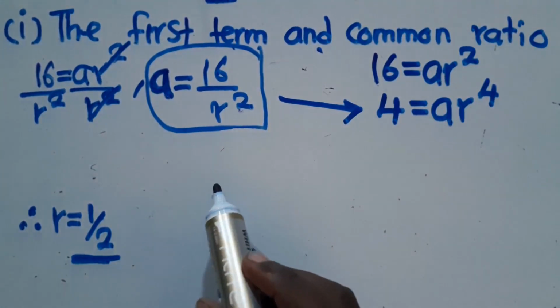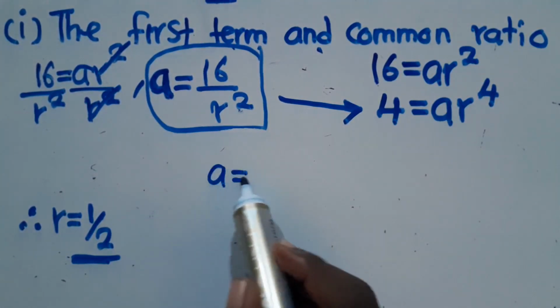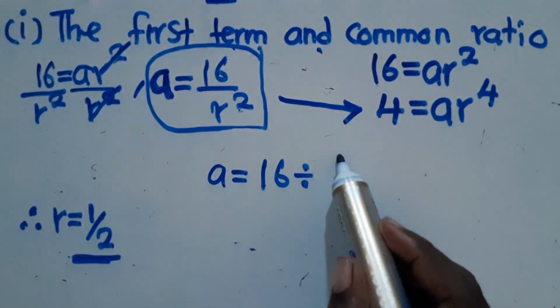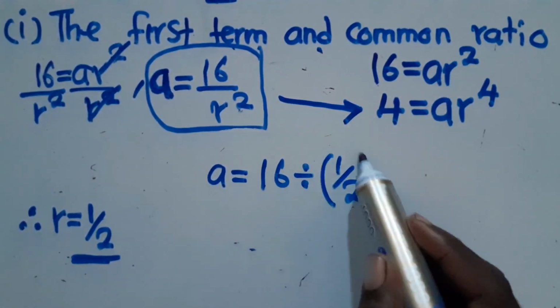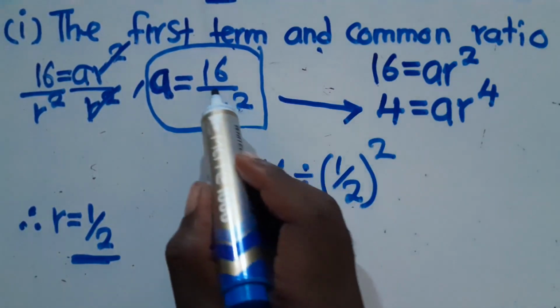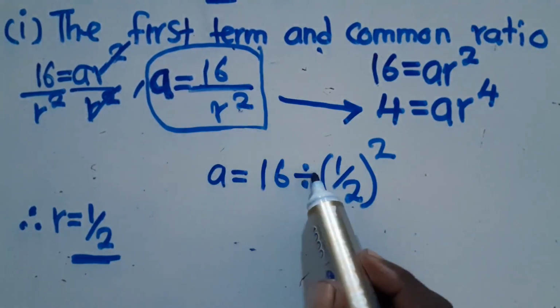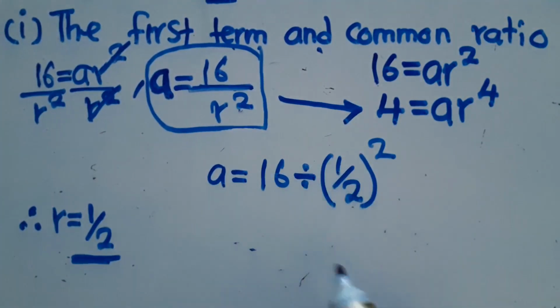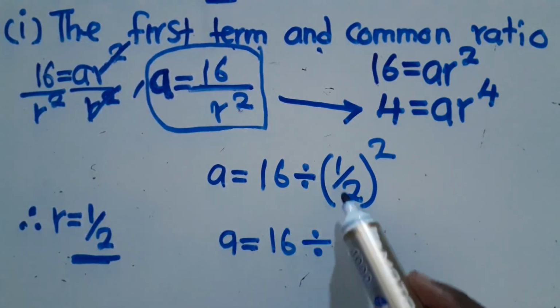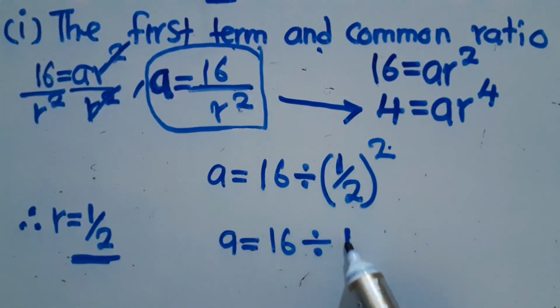So what you're going to do is this. You're going to say A is equal to 16 divided by, what is your R? R is 1 over 2, like this, then squared. So I've written it like this so that you understand. This is divide by. It's the same one which is here. There is a fraction here so that you understand. A is equal to 16, then divide by: what is 1 squared? It is 1. What is 2 squared? It is 4, like this.